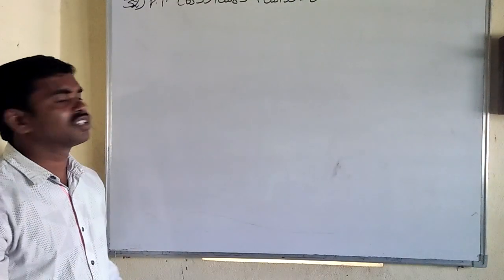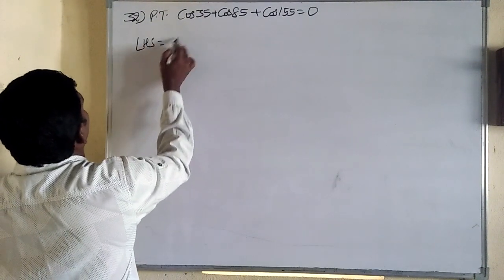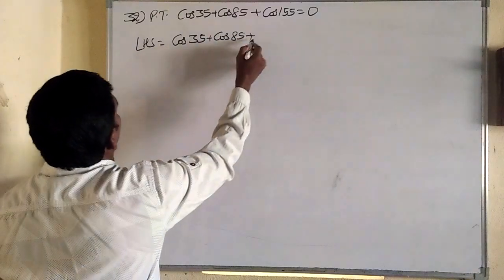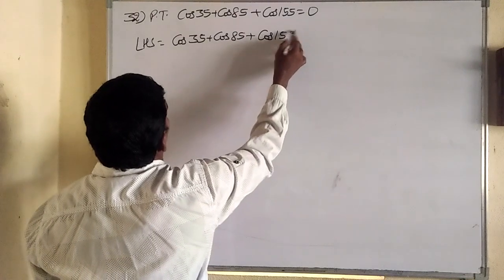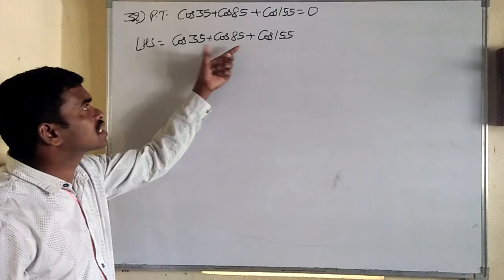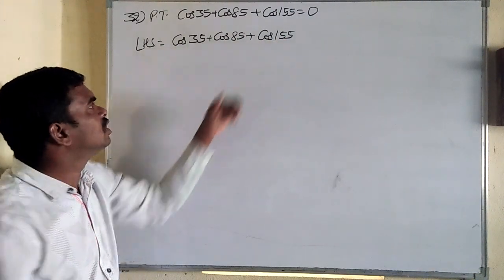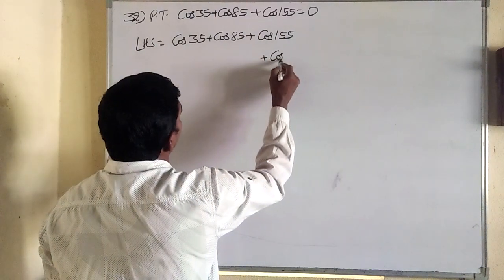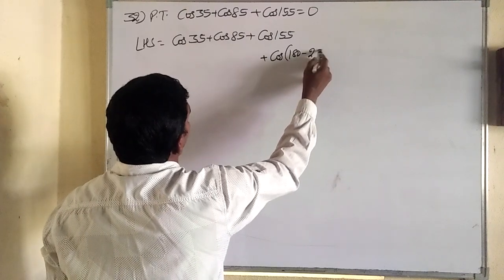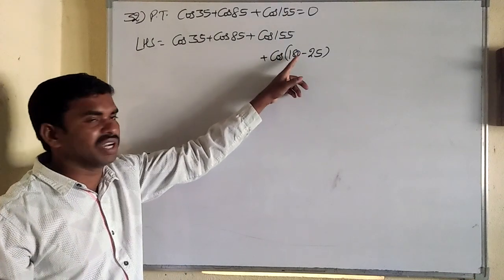So, the last question from these very short questions. Take the LHS, that is cos 35 plus cos 85 plus cos 155. See, the first two are below 90 degrees, and this one is above 90 degrees, so we can reduce the angle. How can we reduce it? 155 we can write as 180 minus 25.